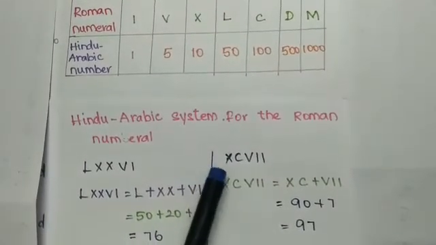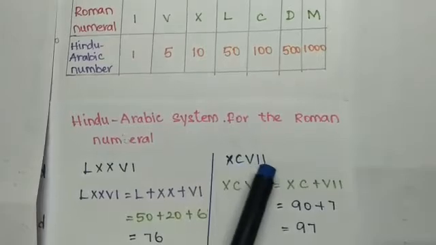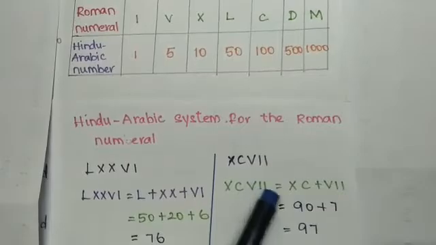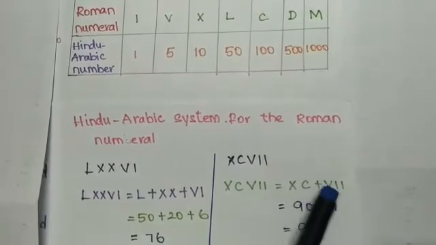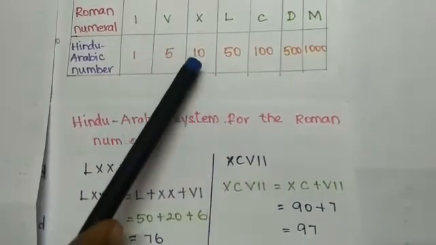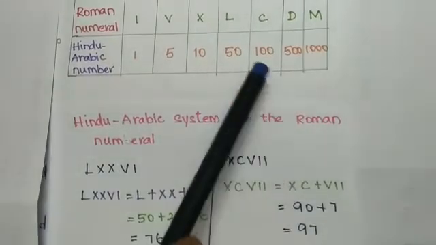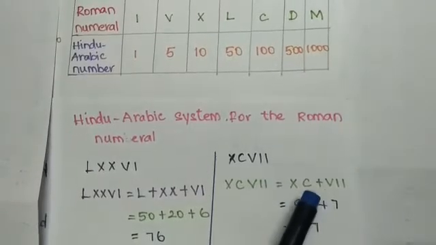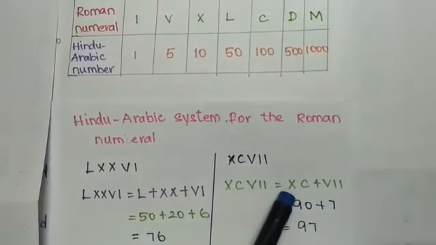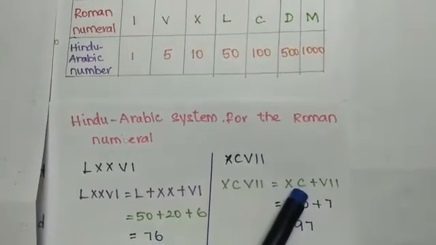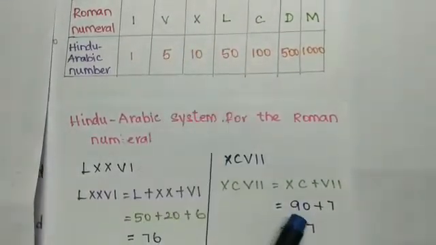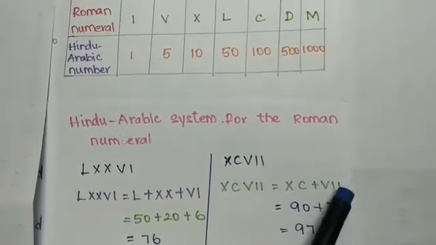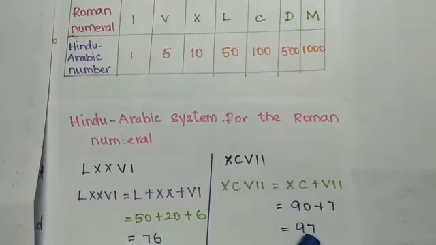Now one more example. X, C, V, I, I. Here XC plus VII. X stands for 10. Here C stands for 100. How come here 90? Because when the lesser value is on the left hand side, we have to subtract it from the greater value. 100 minus 10 comes to 90. Here 7, VII: 5 plus 1 plus 1 comes to 7. Here 97.